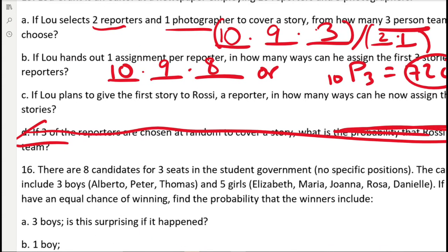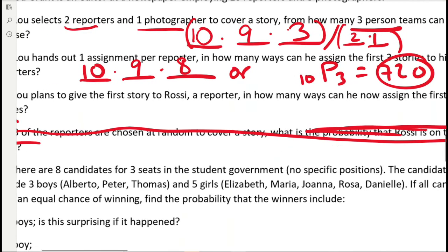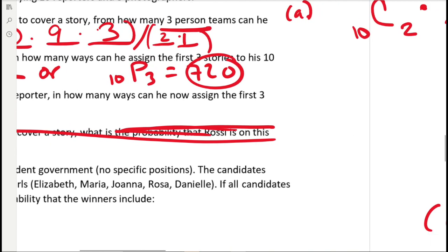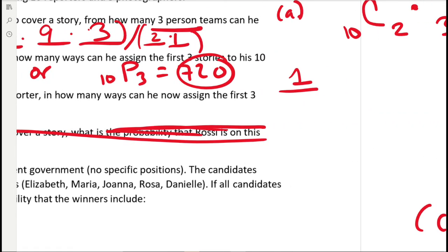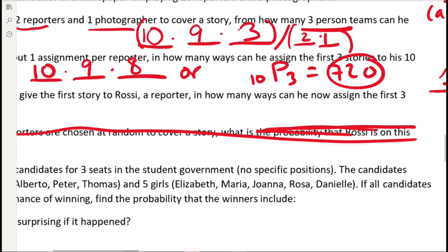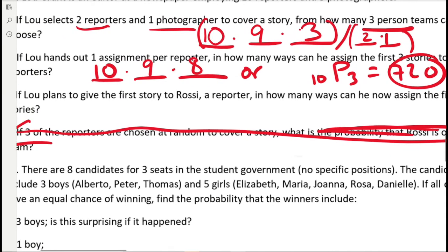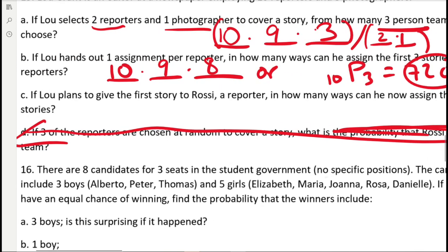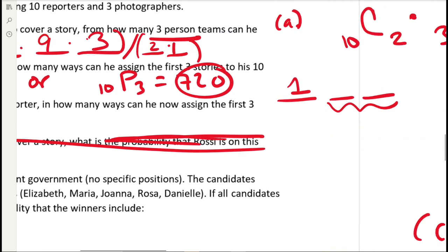If Lou plans to give the first story to Rossi, a reporter, in how many ways can he now assign the first 3 stories? So in this case, Rossi has the assignment, right? The first story goes to him. So that means the second and third stories go to the rest, right? So in this case, you have 2 stories left to assign. In how many ways can you now assign the first 3 stories? Now we're assuming that the stories are going to the other reporters, right?